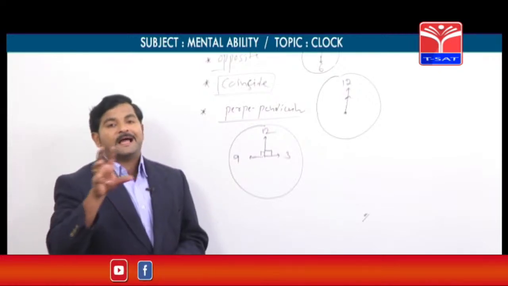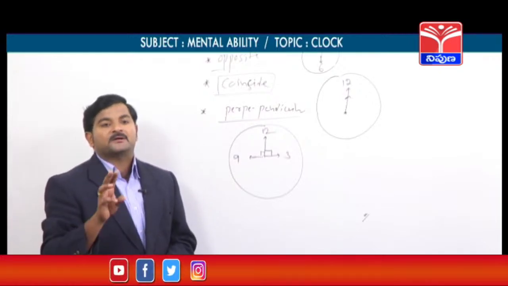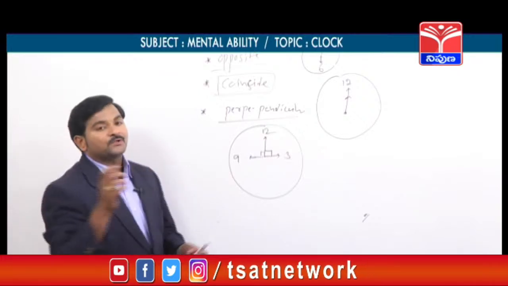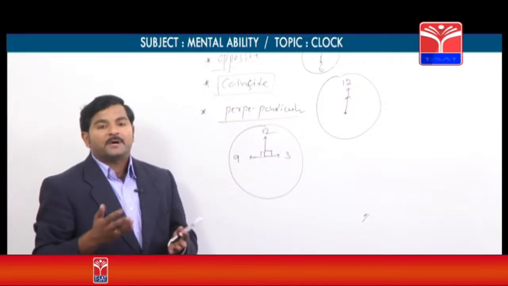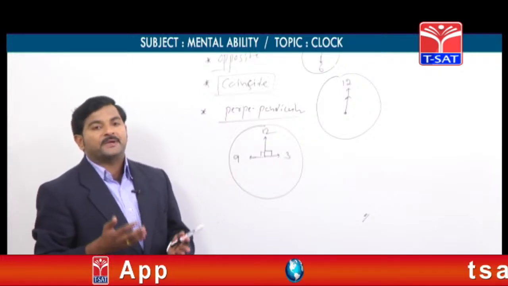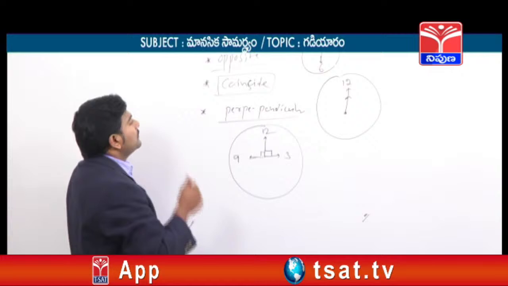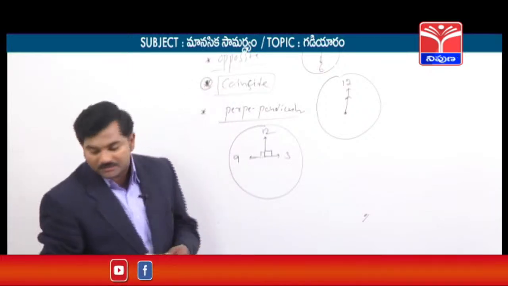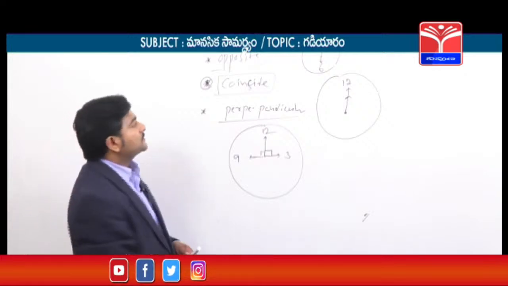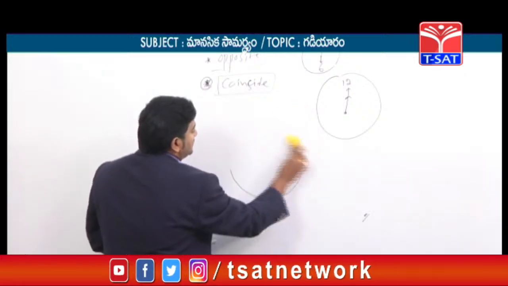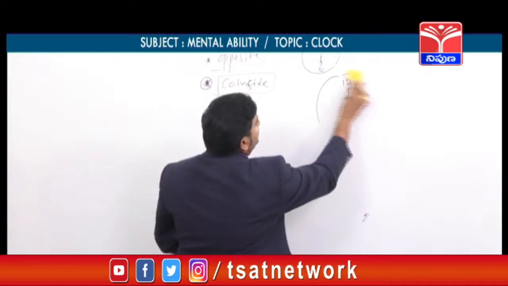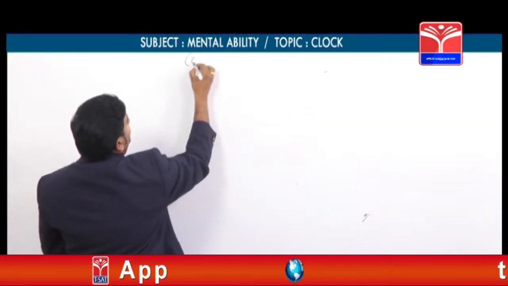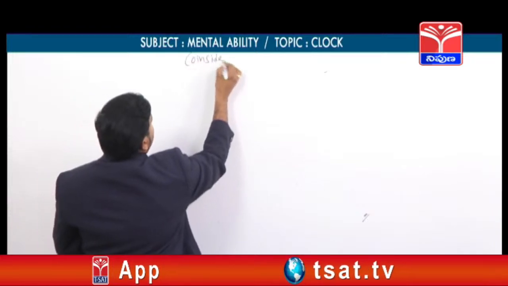That is, when the hands are rotating in the clock, we come across the following three conditions. Condition number 1 is that the hands may be opposite to each other, the hands may be perpendicular to each other, or the hands may coincide. So now we will discuss this coincide part. What are the points covered under this coincide part, we will discuss. Let's say this point also we will discuss by taking one small diagram. Now our focus is only on coincide.